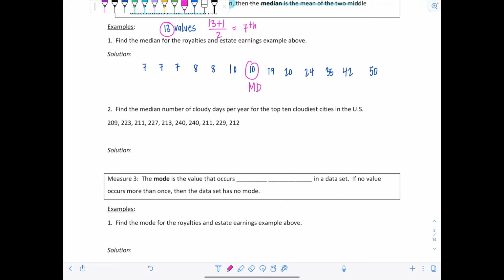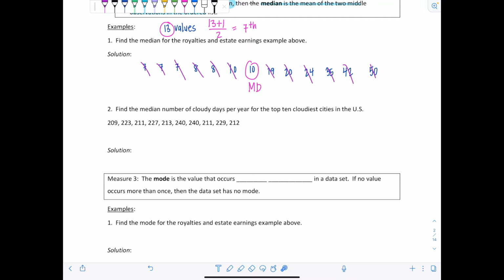Another way you could do it, you could just cross off one on each side, one on each side until you get there. But if you have like 100 data values, I don't want you sitting there all day. So it's nice to have a way to figure out where the middle is without having to cross off ones. And I'll show you in a little bit how to do it on StatCrunch. Okay, let's look at one more example here.